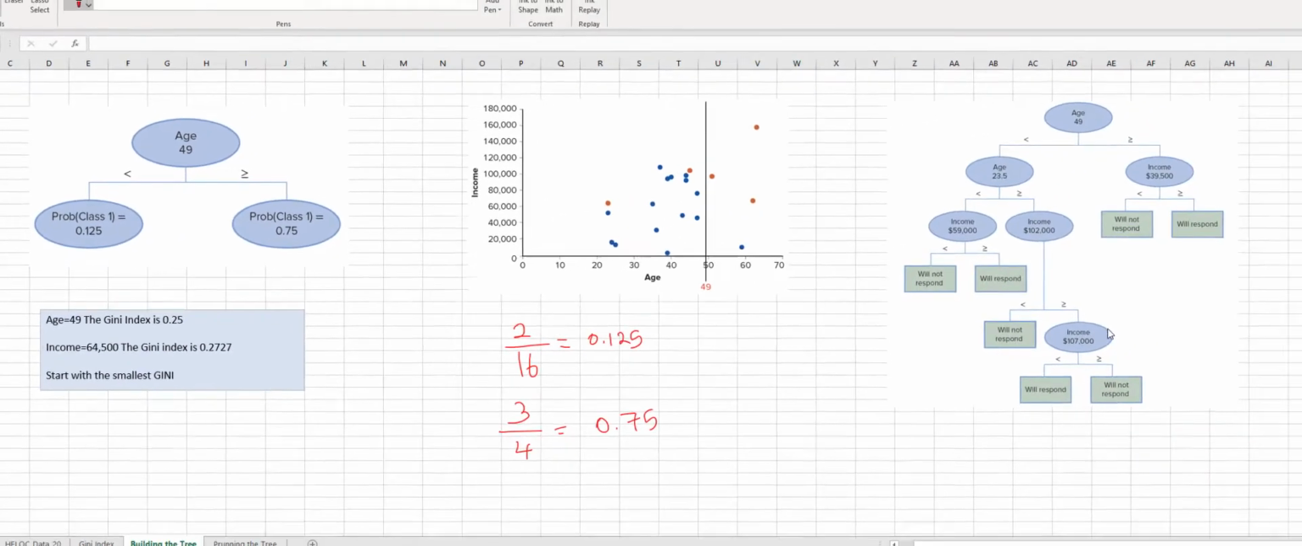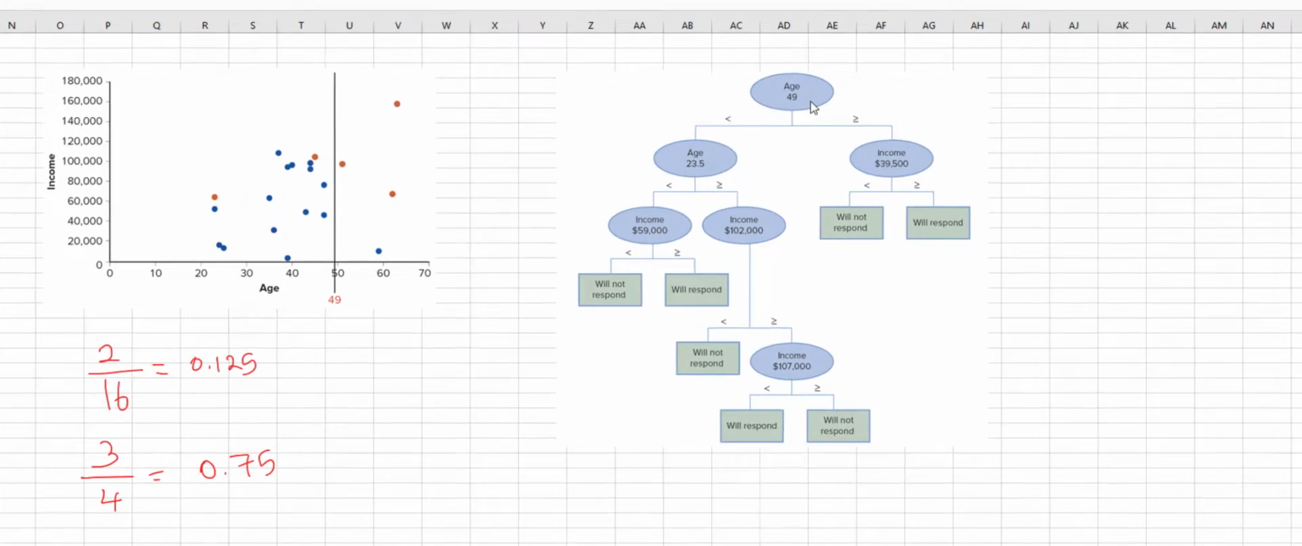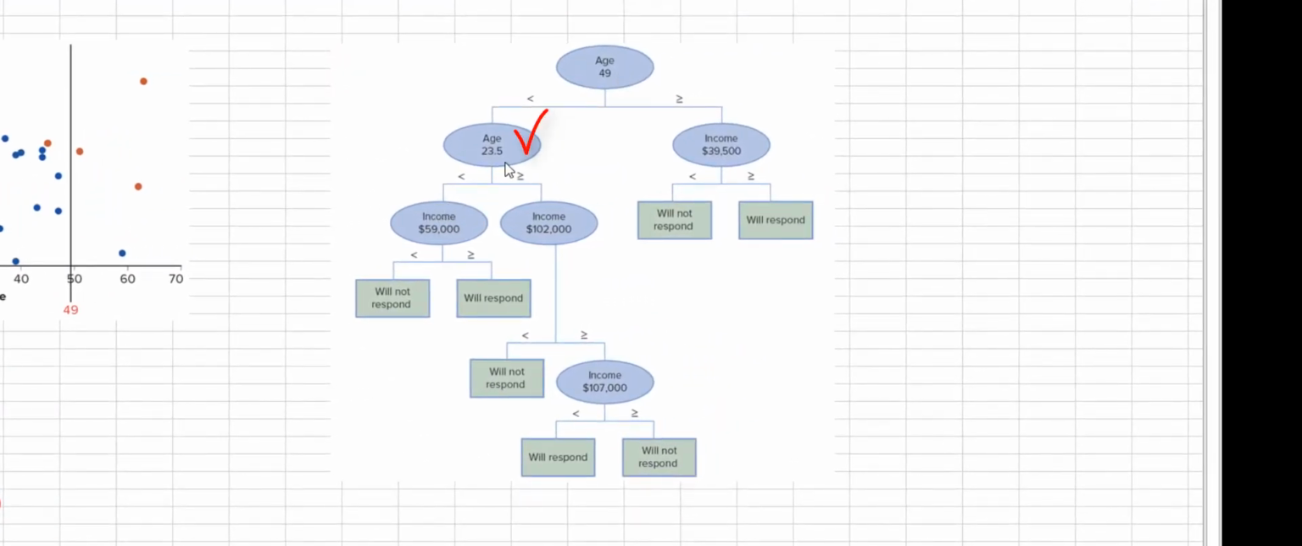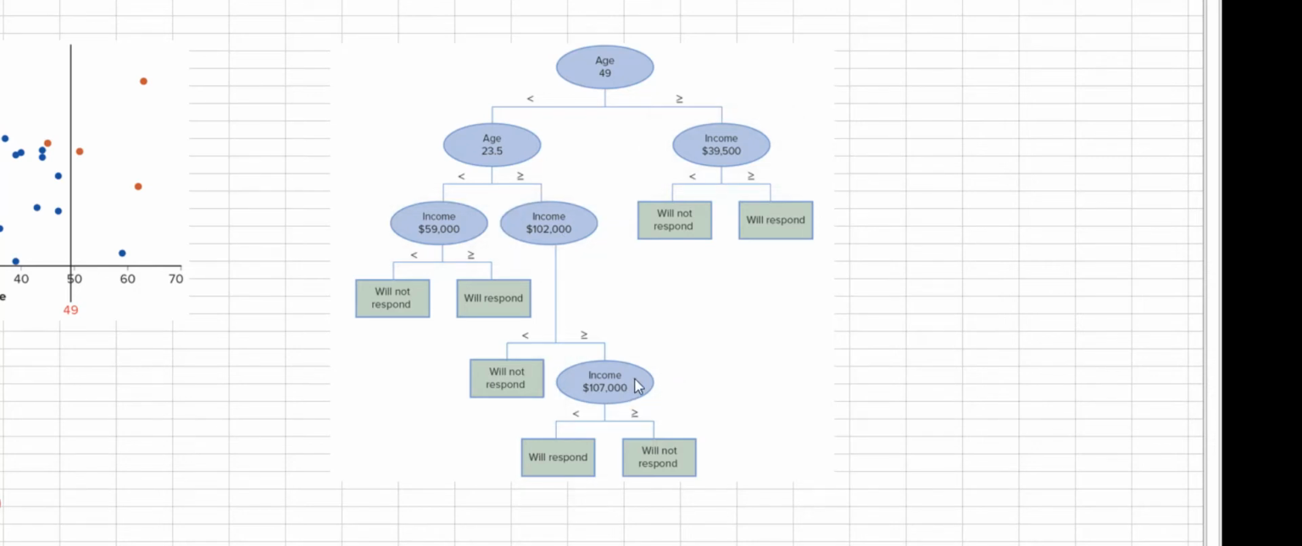And now here in this figure, you see the result of the entire recursive partitioning process. Note that age is split at 23.5 and 49, and income is split at 39.5k, 59k, 102k, and 107k. In this case, all partitions are pure subsets.